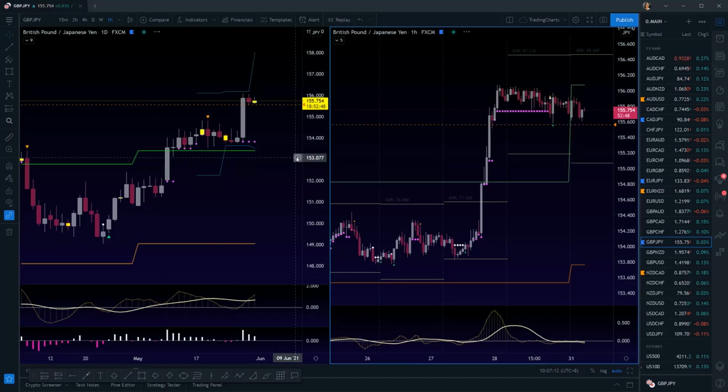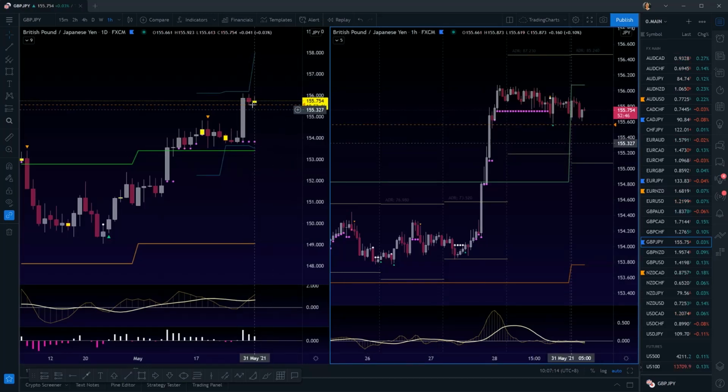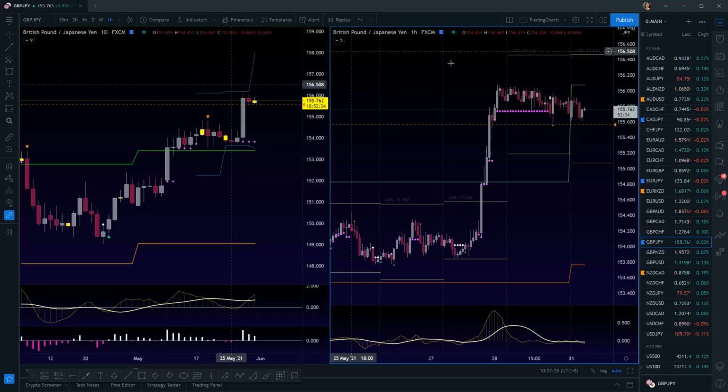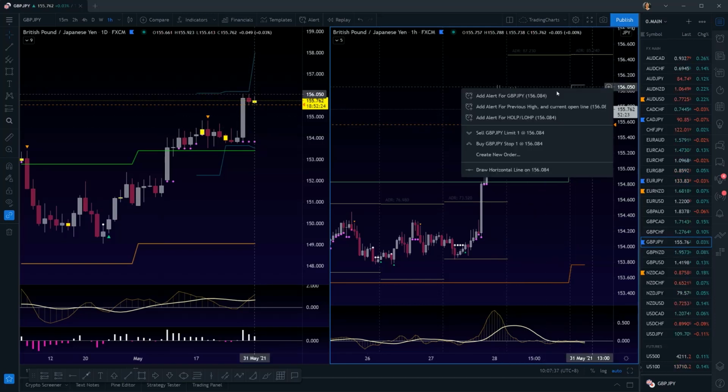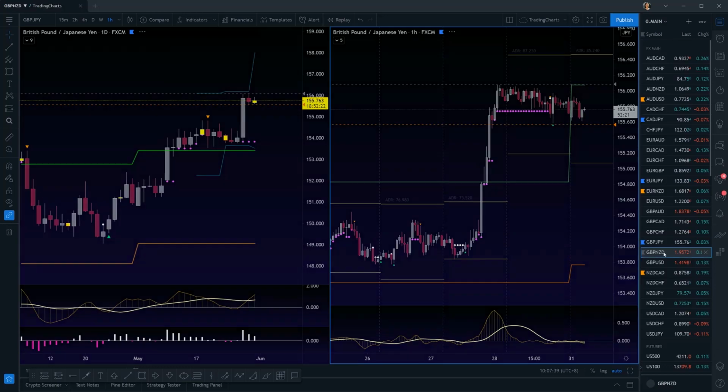So British pound, yen, we've got the wide range. Yeah, we'll wait for the breakout to see if there's a valid downside trade. Upside would have to break this level, so we'll just set it in anyway.